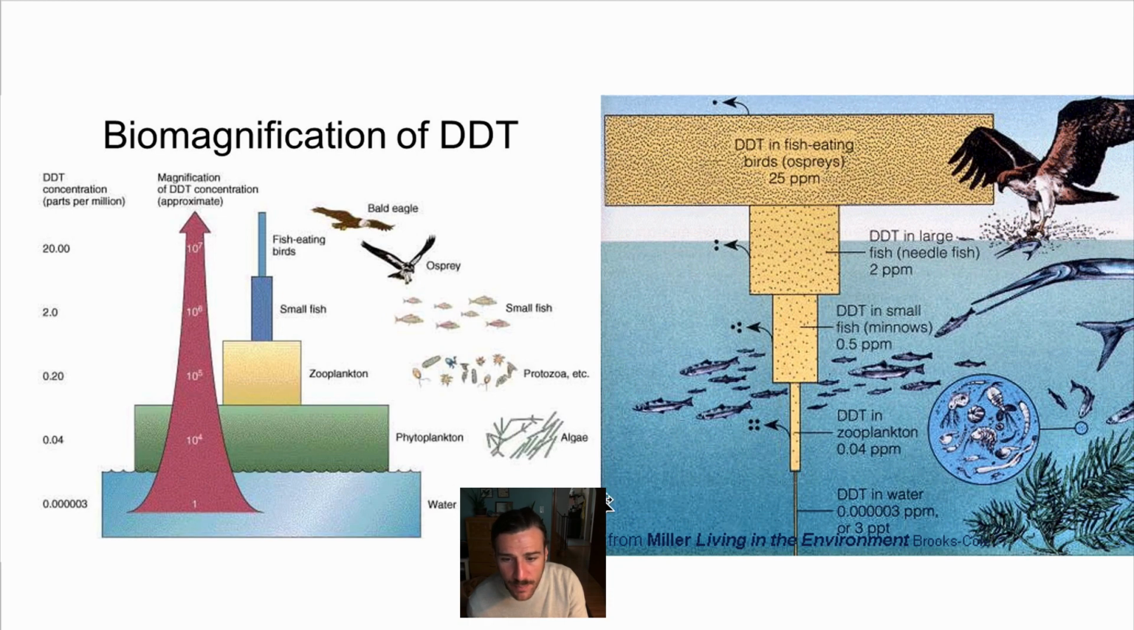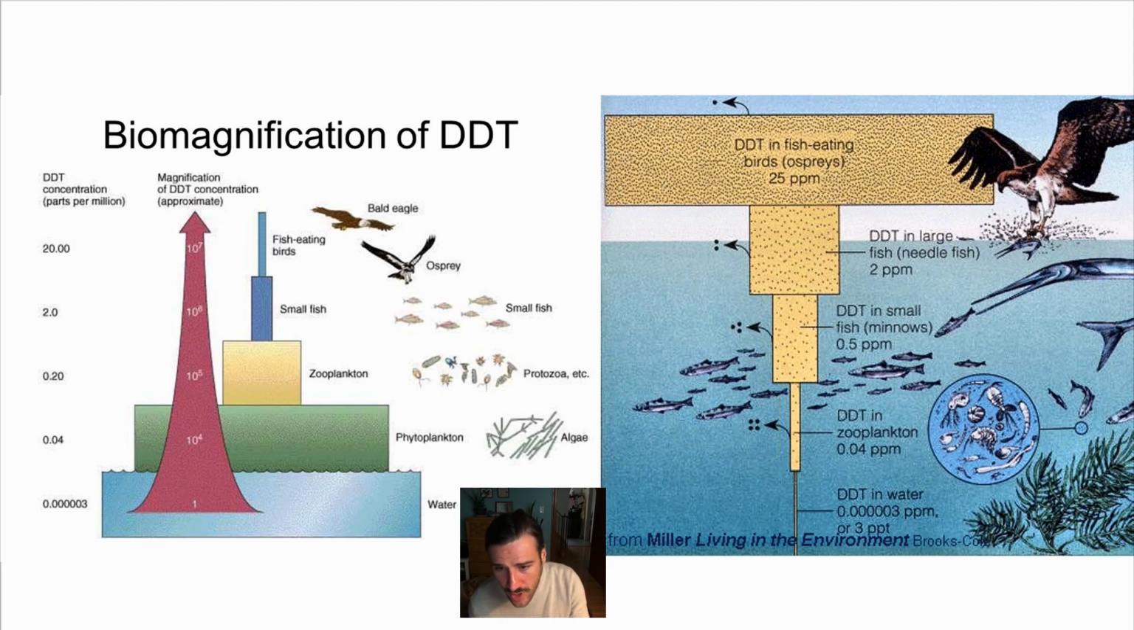Now, why I like both of these is because you can see how DDT creeps up from water to phytoplankton to zooplankton to small fish to fish-eating birds, right? You can see how that is. I like how that's represented, and I also like how the magnification of DDT looks in this arrow, right? And you could see these exponents greatly showing the orders of magnitude of biomagnification, right?